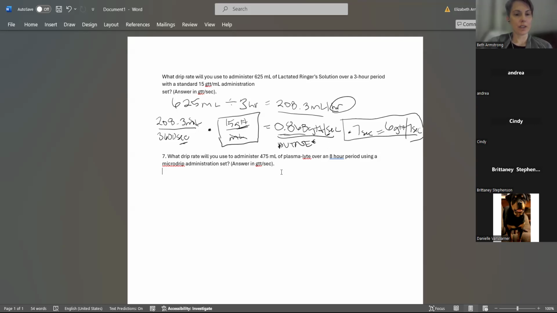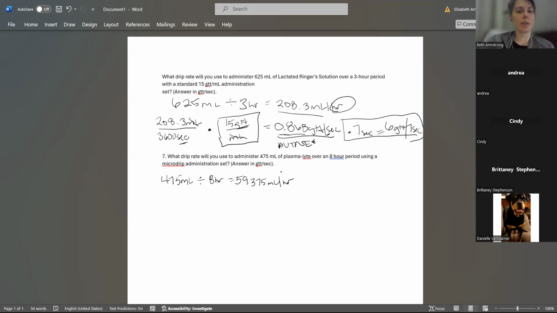All right. So it's okay if you still aren't done, you can keep working, but what are we going to do first? Find out how many mils per hour you're giving. So 475 mLs, and then how many hours? 8 hours, good. And so what is our mils per hour? 59.375 mils an hour. Wonderful. Good.